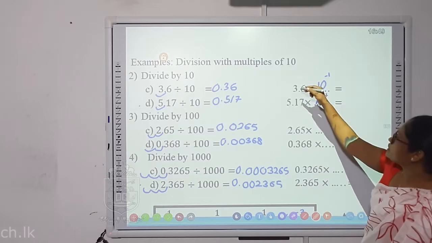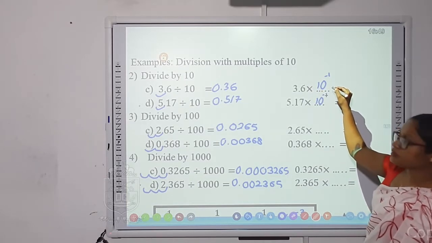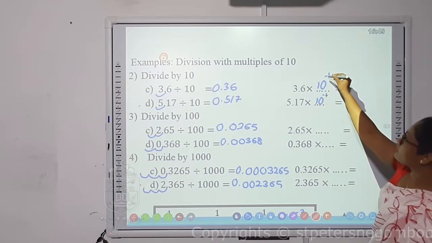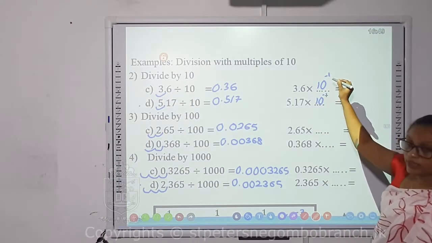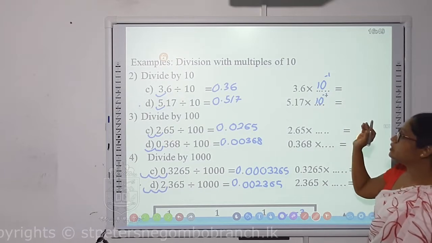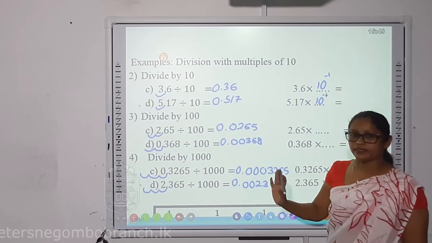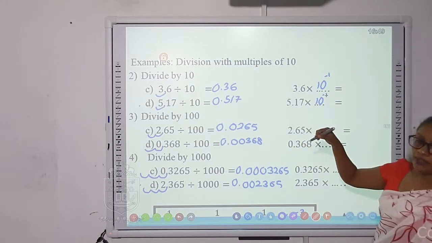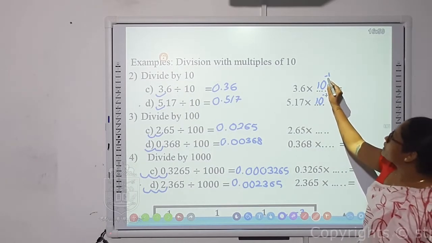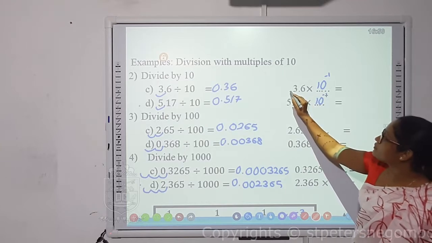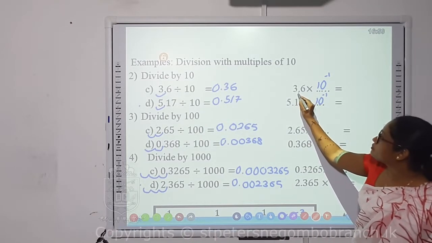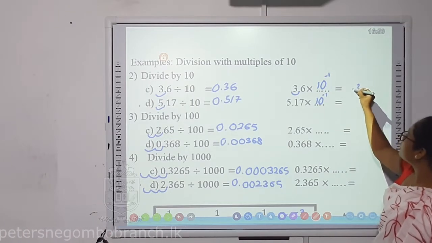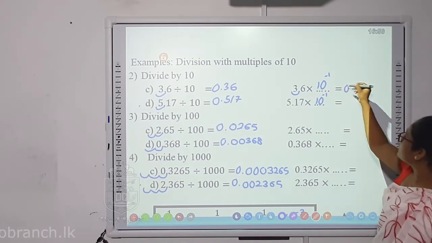Now when you see this pattern, this is the way you have to think to simplify. You have to look at the sign in front of the power. If it is negative, you should shift the decimal place to the left hand side, and the 1 says by how many places. Here, because it is negative, I just shift this to the left hand side by 1 place. So the answer will be 0.36. So we put 0 here, right?